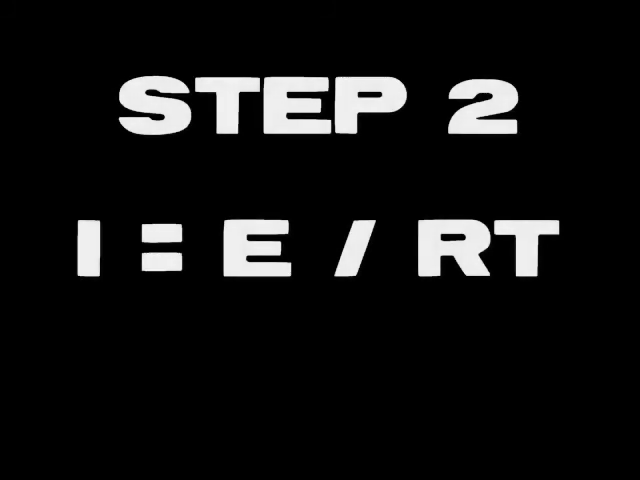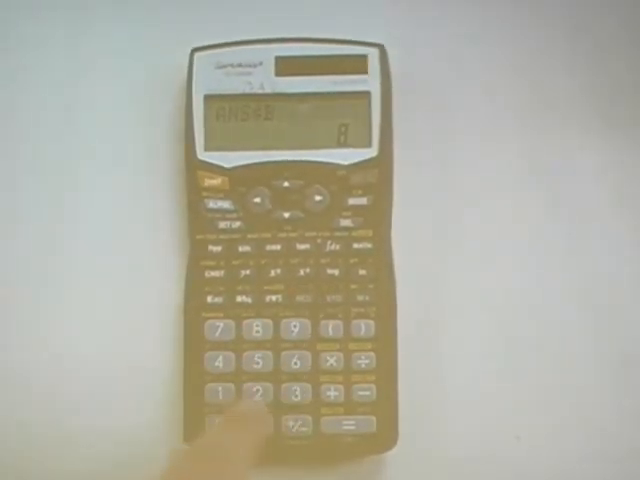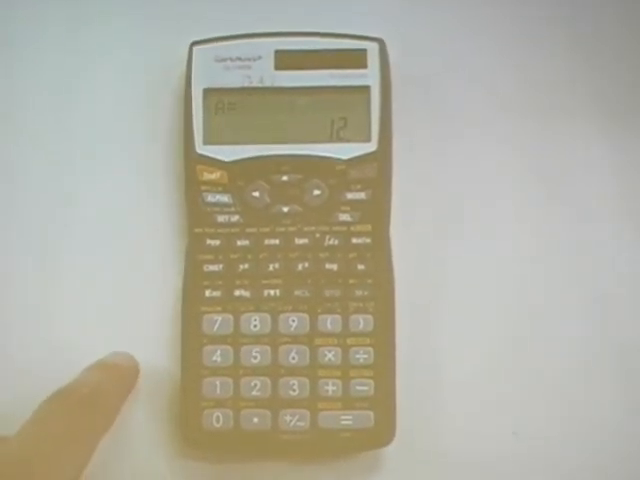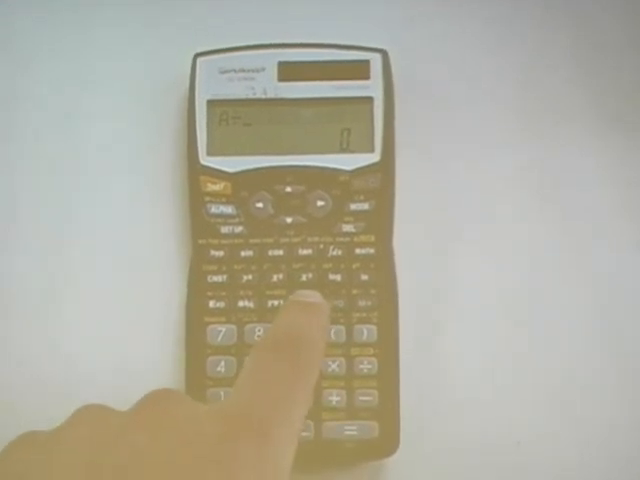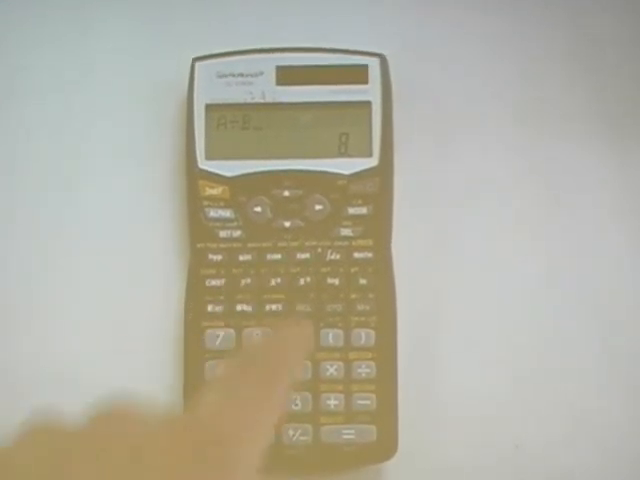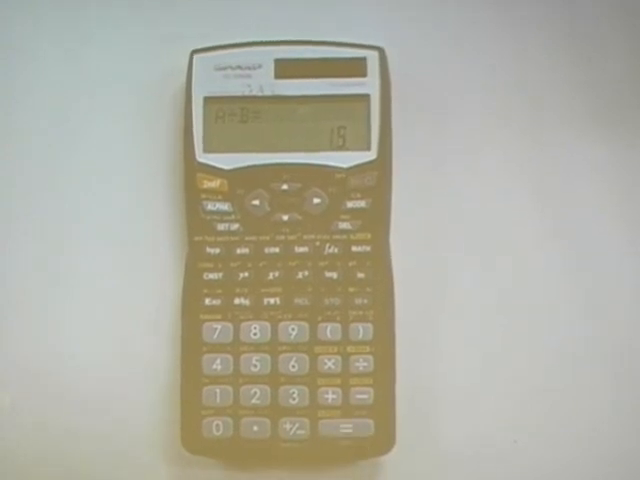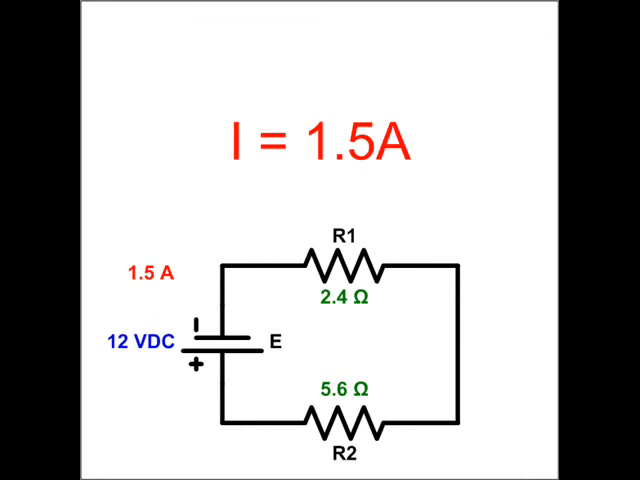Step 2 in calculating the circuit current will be to divide our source voltage by our total resistance. To do this, I will recall memory A, which brings up the 12 volts which we entered in earlier, and I will divide this by memory B, the 8 ohms total resistance we just calculated, to give us a value of 1.5. Therefore, the current in this series circuit is 1.5 amps.